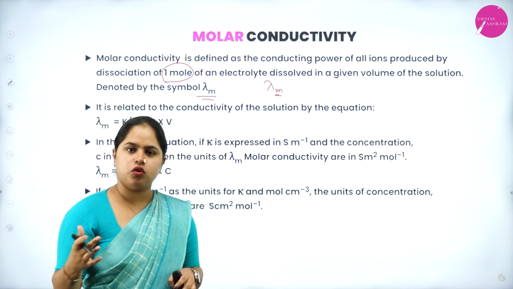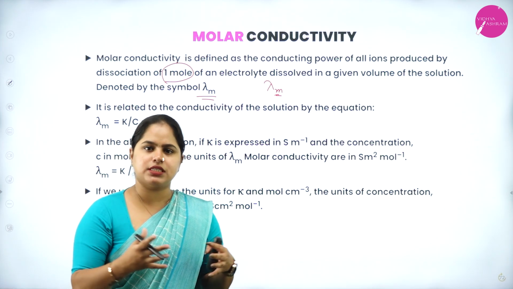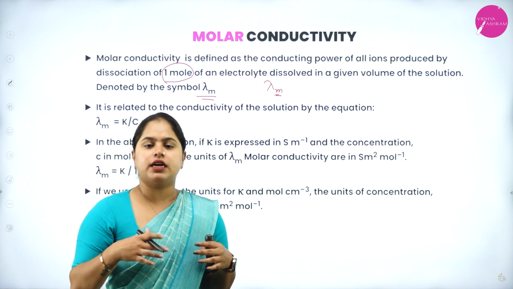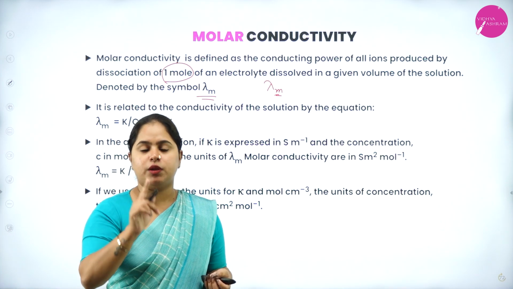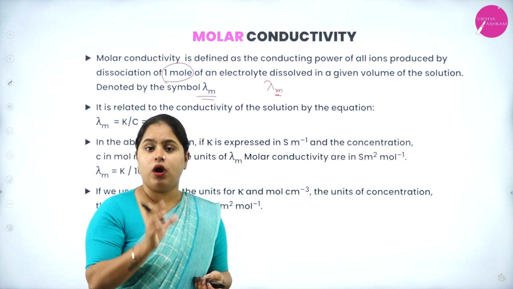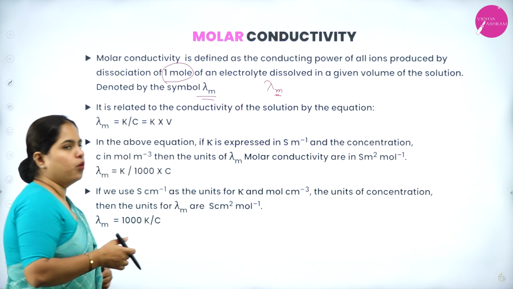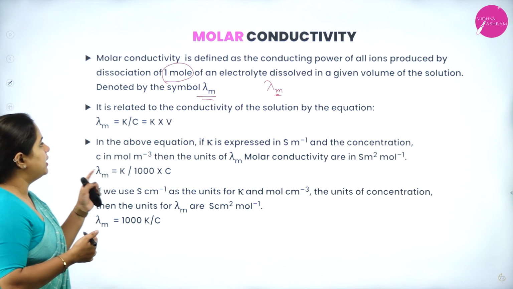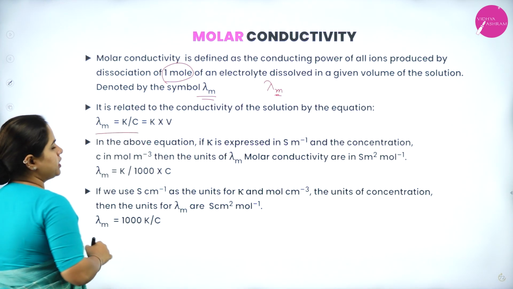It is also the conductivity by the ions present in an electrolytic solution, when the electrolyte we are taking is 1 mole. We are taking 1 mole of electrolyte. What will be the conductivity? That is called molar conductivity. I hope it is clear. It is related to the conductivity of the solution by the equation lambda m is equal to K by C.